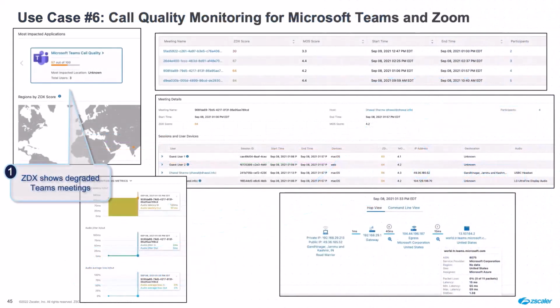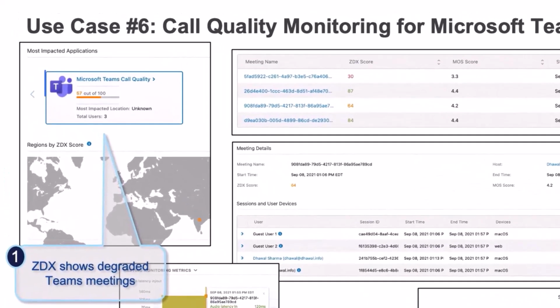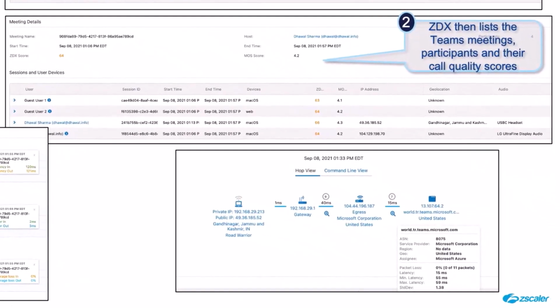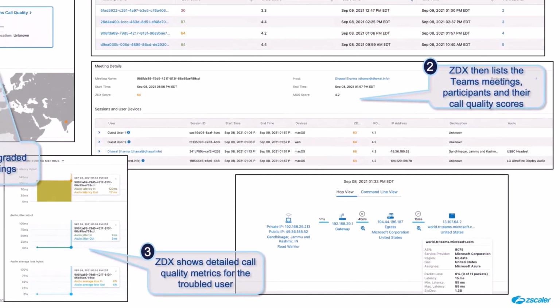Another use case is ZDX's capability to find issues in Microsoft Teams or Zoom call quality. Here, we see on the top left that the ZDX score of our Teams call quality has degraded. Again, in this screen we are showing Teams call quality, but it is the exact same workflow for Zoom as well. We further drill down from Teams call quality and see what were the different meetings that happened over a given period. We see that there are certain meetings that have a poor score, which is in red.